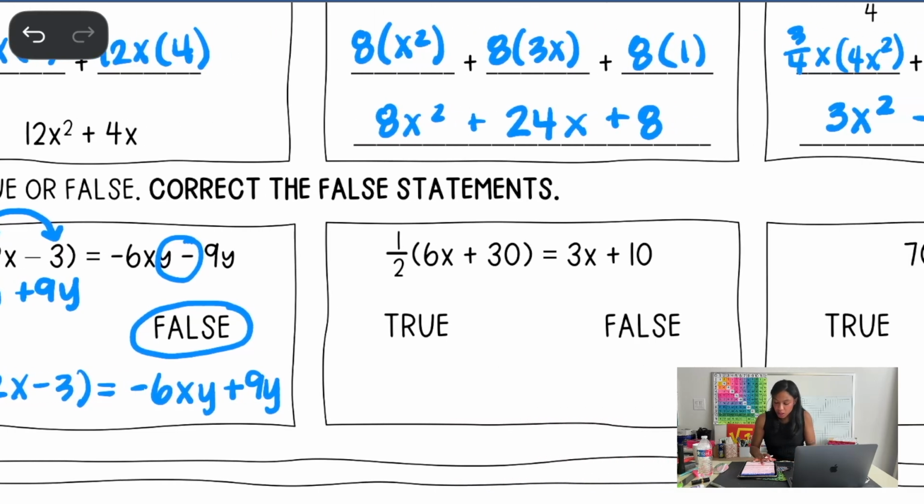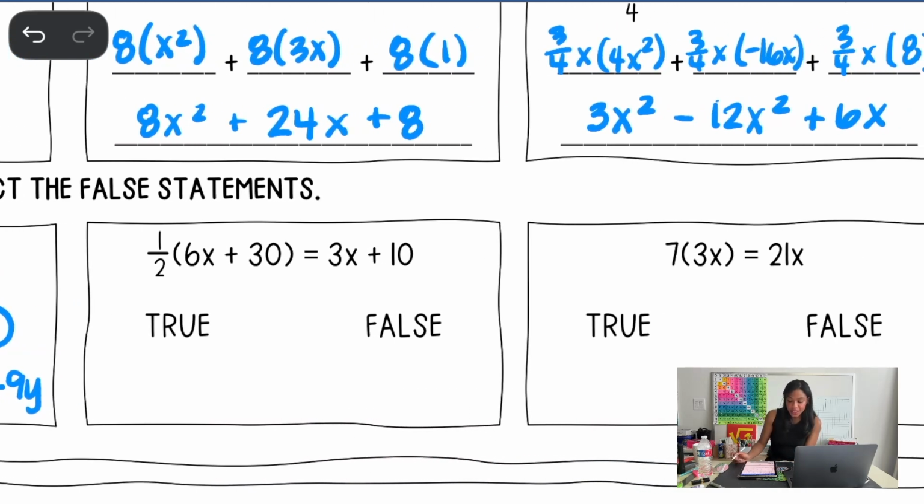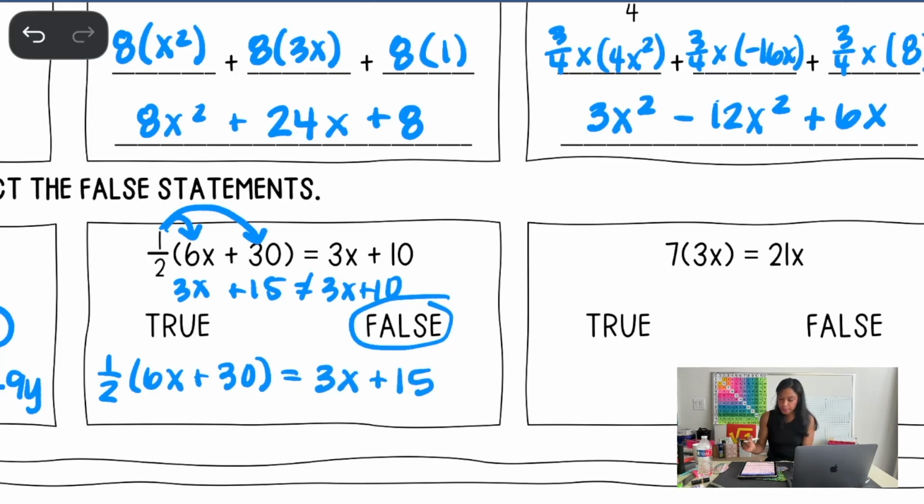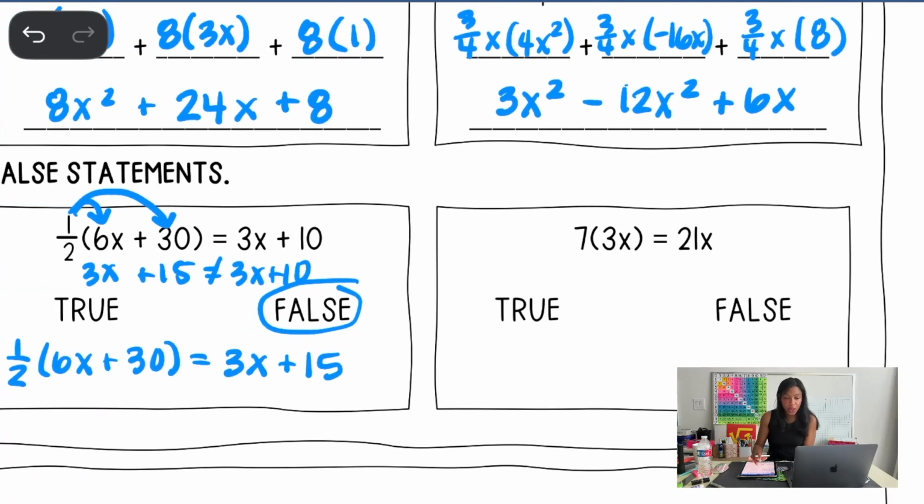All right. Here's our next one. 1/2 of 6x plus 30 equals 3x plus 10. So that's easy because a half is an easy fraction to multiply. So I have half of 6x is 3x, and half of 30 is 15, plus 15. 3x plus 15 does not equal 3x plus 10. So this one's going to be false. And I'll do the same thing that I did for the last problem. Just rewrite it, right? 1/2 of 6x plus 30 equals 3x plus 15. Brilliant.